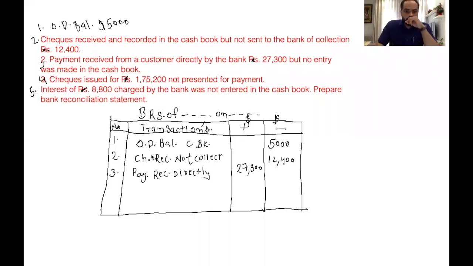Okay. So that's all about your third transaction, which is payment received from a customer directly by bank, which is 27,300. We will add it, because there is no entry made in the cash book, so we will make the entry in the cash book now. Now we move on to number 4.